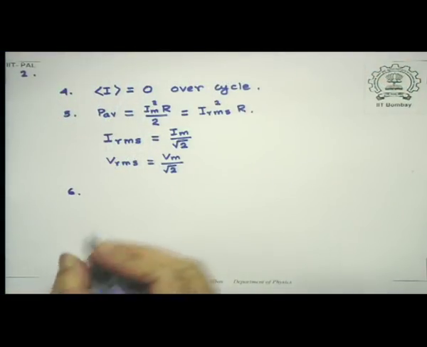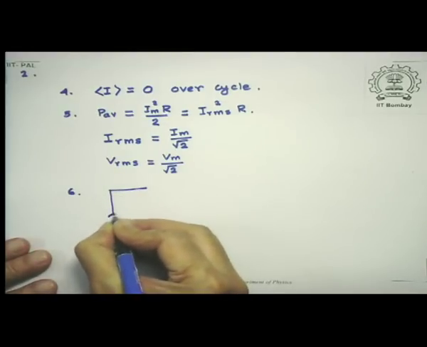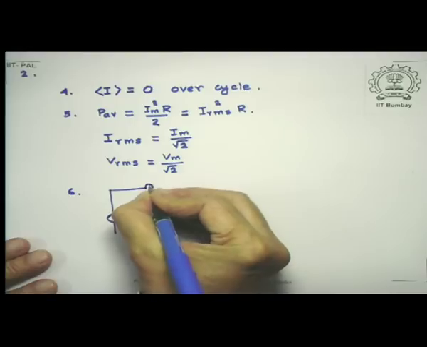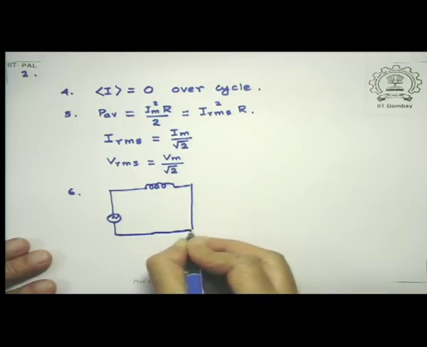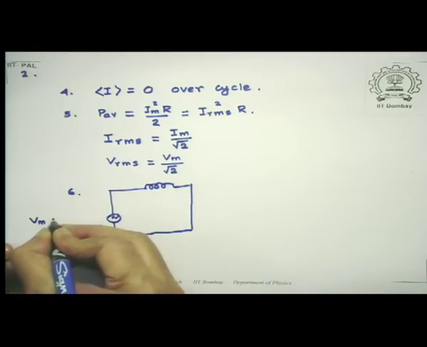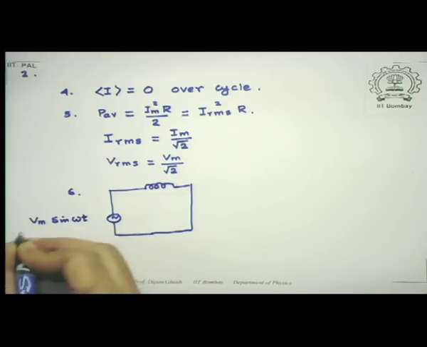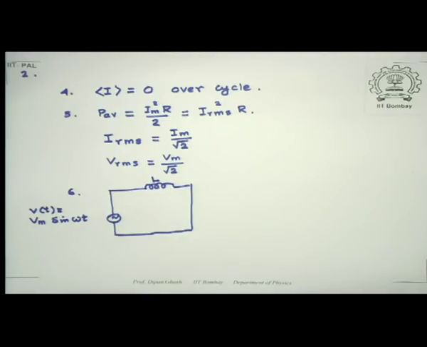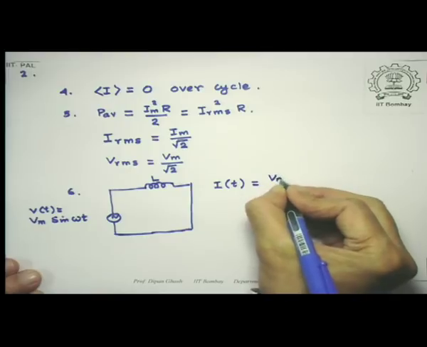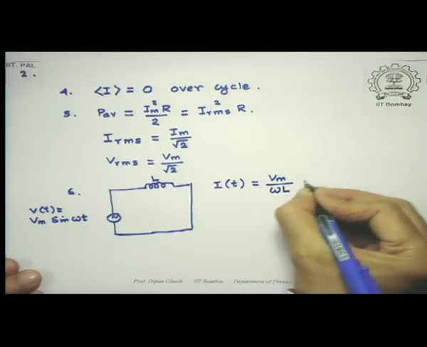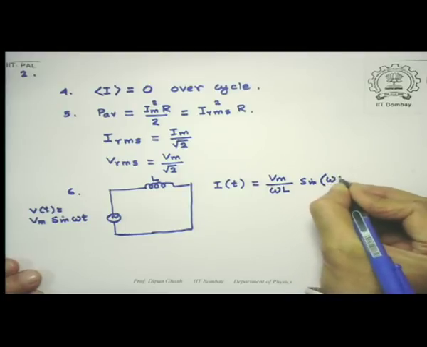Having done that, we considered a circuit consisting of an inductor, and so this was my circuit. Once again, I have an alternating source, so my Vm sin omega t is the V of t, and this is L. And what we found in this case is that the expression for the current is given by Vm divided by omega L times sine of omega t minus pi by 2.